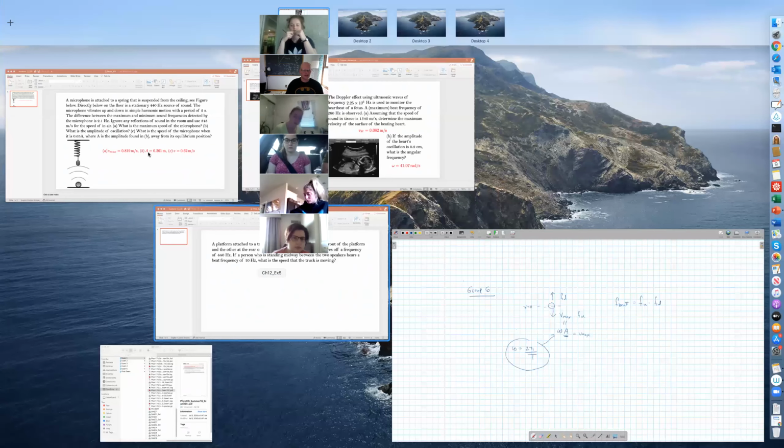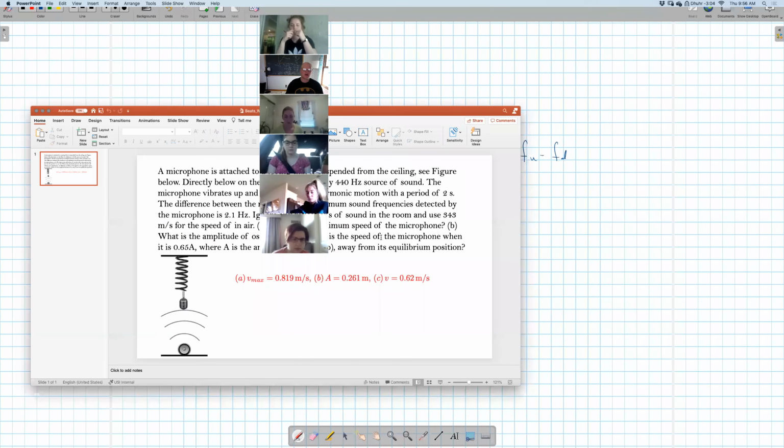And then the last part is simply using conservation of energy. So now that we know what the amplitude is, we know what the maximum velocity is, we know the angular frequency, we can then use conservation of energy to determine the velocity at that point.